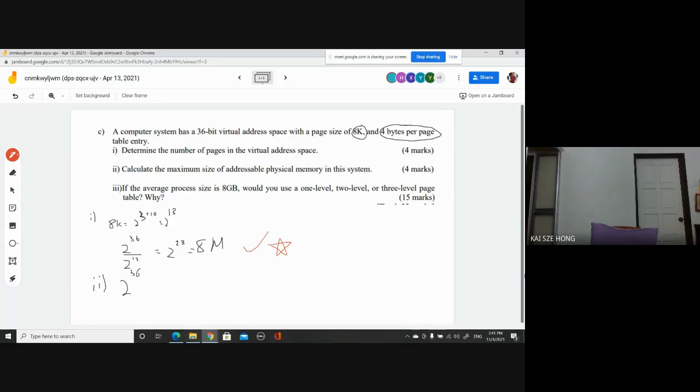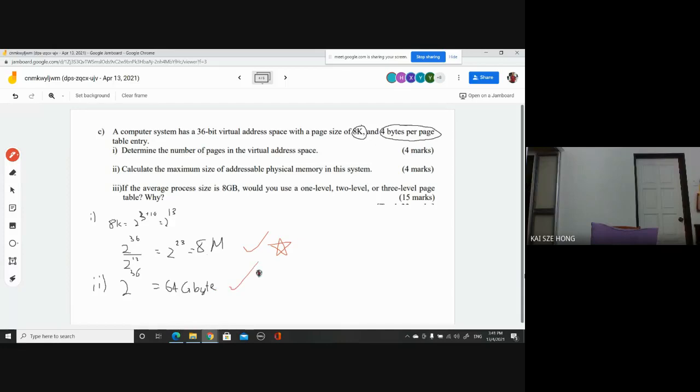You can say this is the maximum size, 64 gigabytes. Okay, very good. Let's give a big round of applause to Xuxian, very good.